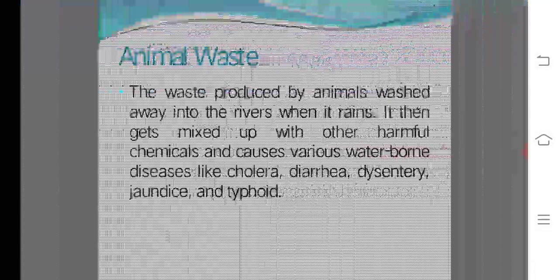Next one is animal waste. The waste produced by animals is washed away into the rivers when it rains. It then gets mixed up with other harmful chemicals and causes various waterborne diseases like cholera, diarrhea, dysentery, jaundice, and typhoid.